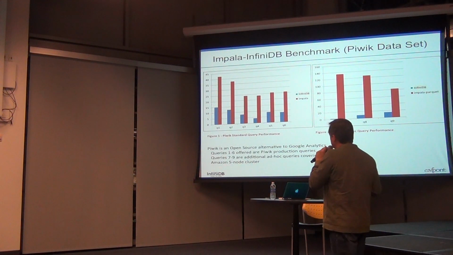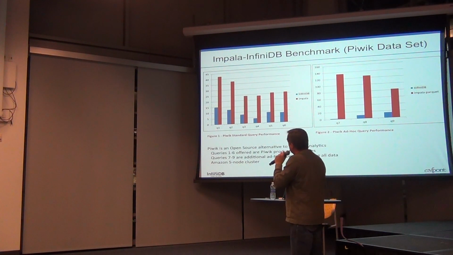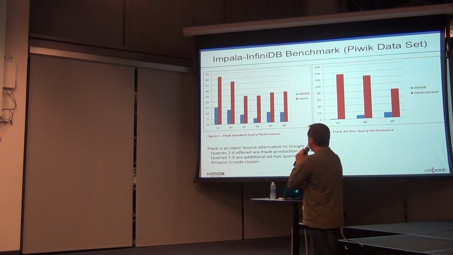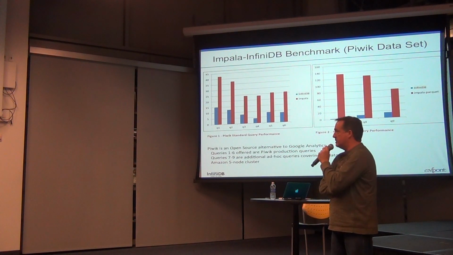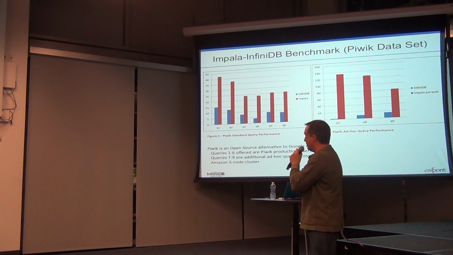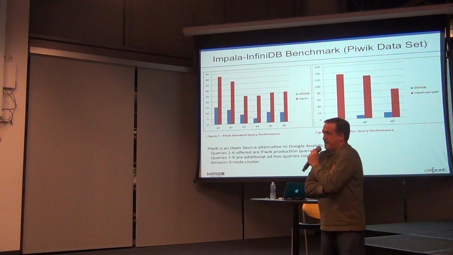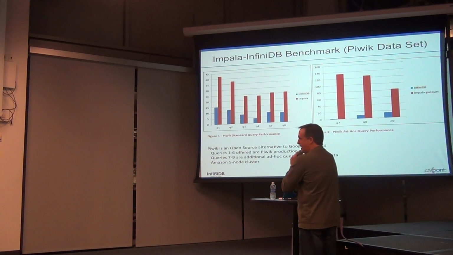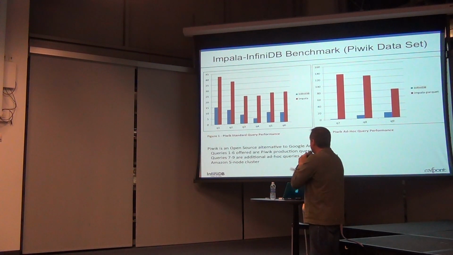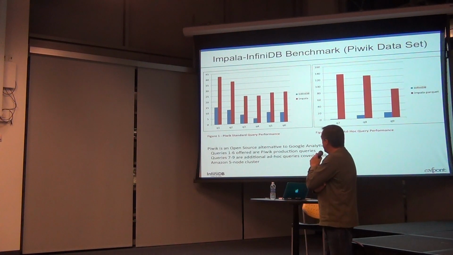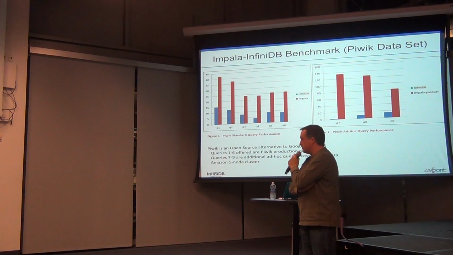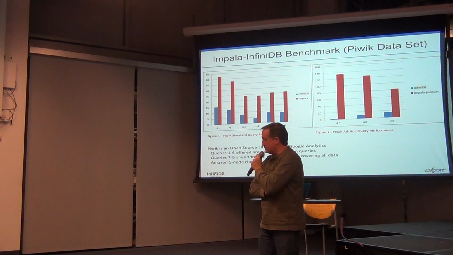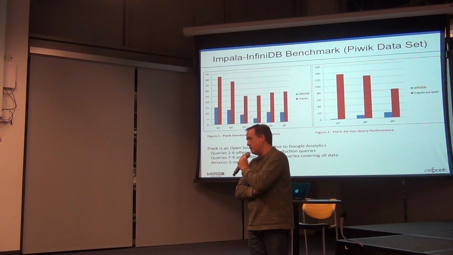This is a benchmark we did internally with Impala. We also included Hive on there, but the numbers versus Hive really don't show up on the same scale. In many cases, we're 1,000 times faster, so I didn't include that comparison. But versus Impala, we actually performed very well. We used an open source web analytics toolkit called PWIC. We used their data and their queries.